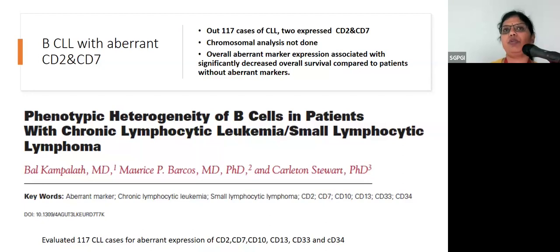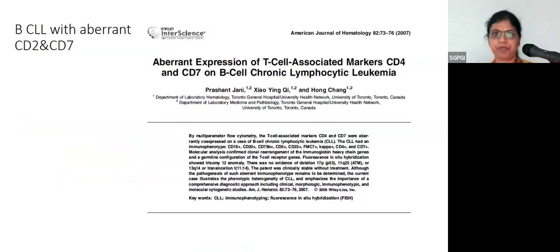In these cases, the chromosomal analysis was not done. And overall, there was no prognostic significance of the aberrant expression of 2 and 7. It is controversial, but what they could interpret from the expression of all the aberrant markers was that overall aberrant marker expression is associated with significantly decreased overall survival compared to patients without aberrant markers. Our case is new, just visited our lab 1 month back, so we'll have to follow him for this data.